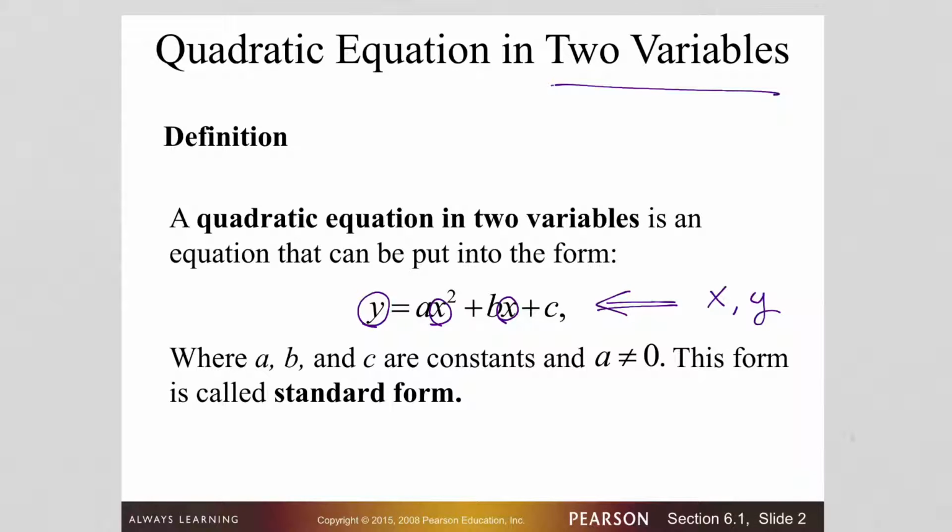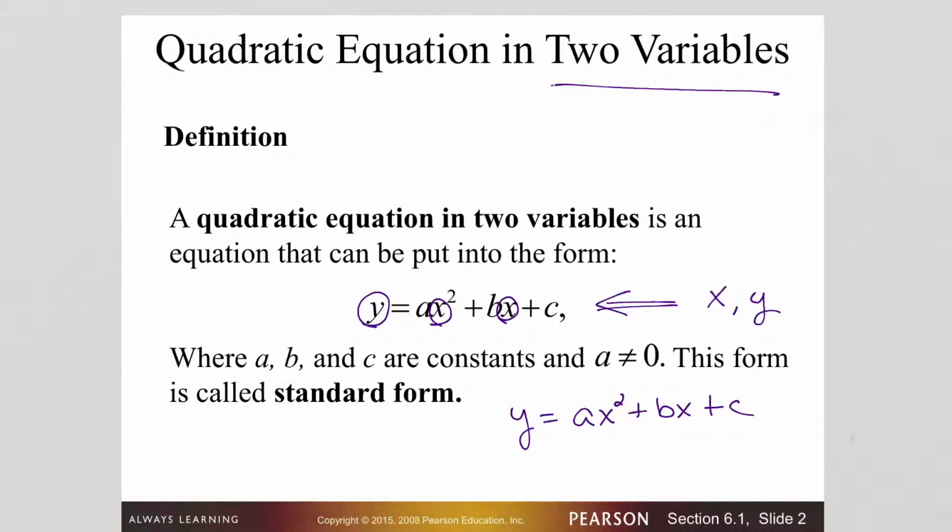Even though that x occurs more than one time, we still talk about this in terms of two variables because they are two unique, different letters. It doesn't talk about how many times they occur in the equation. This is called standard form.